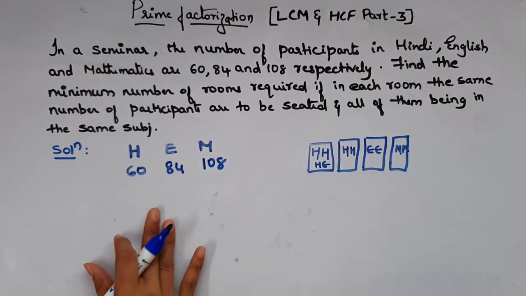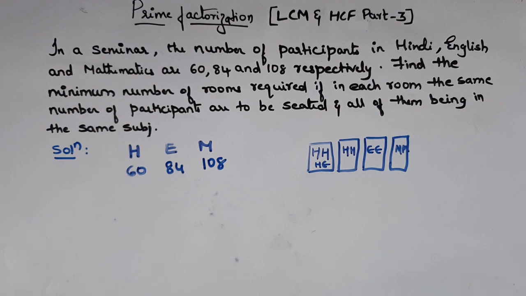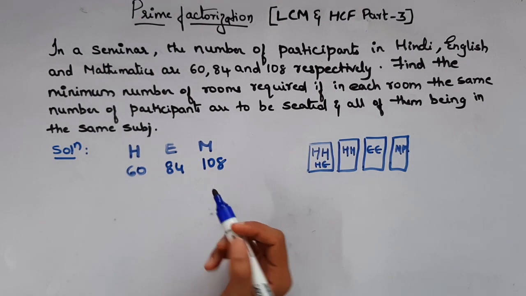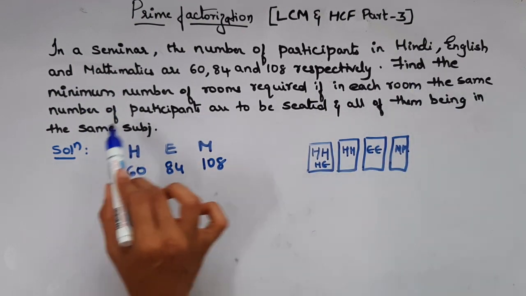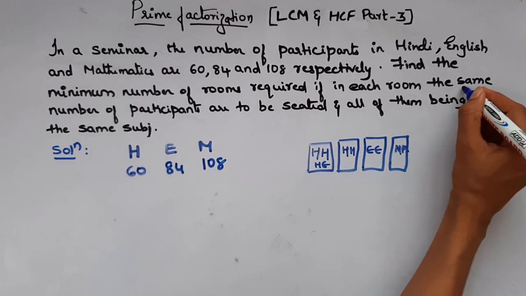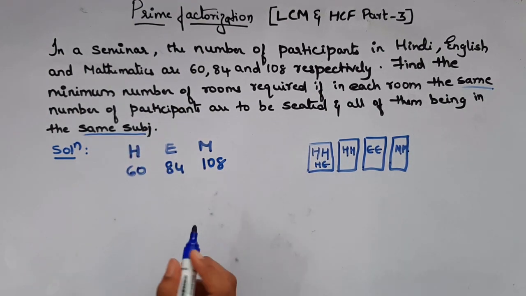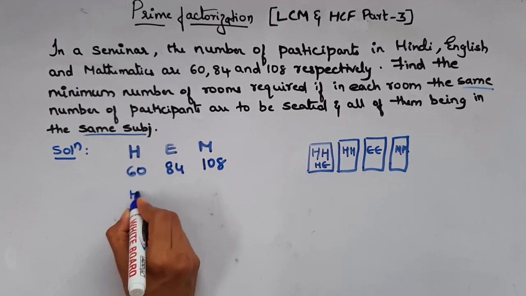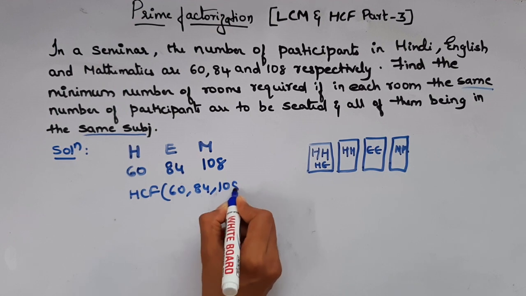So now we have to find for these many students how many minimum rooms are required, and in each room how many students you can place who are of the same subject. Now if you see the question, here you can see that in each room the same number of participants are to be seated and all of them being in the same subject. See the keyword, the word same, this comes under HCF. So find the HCF of 60, 84 and 108.